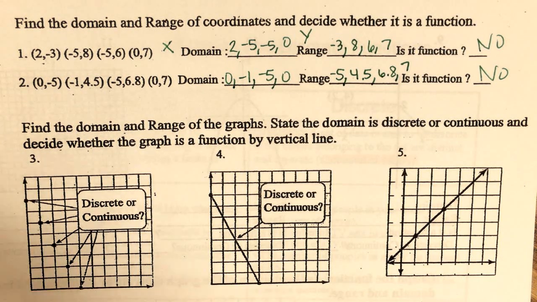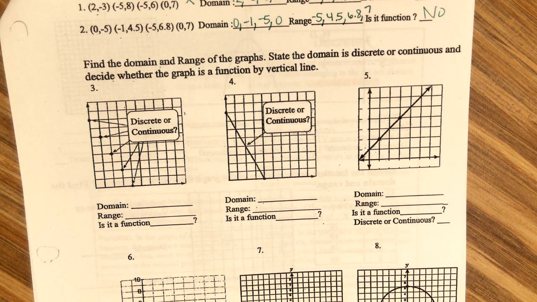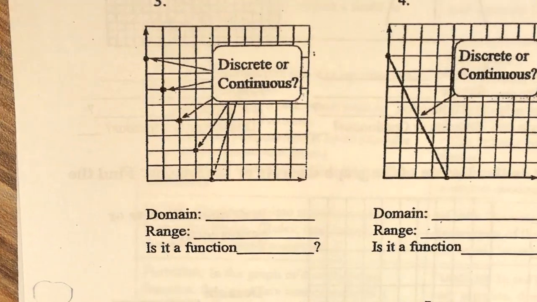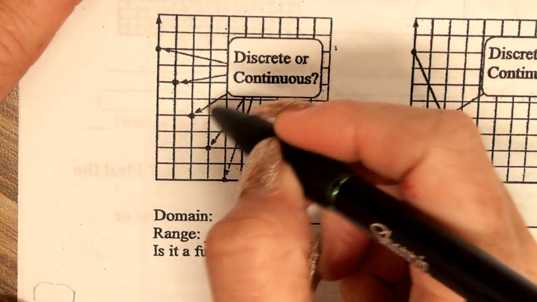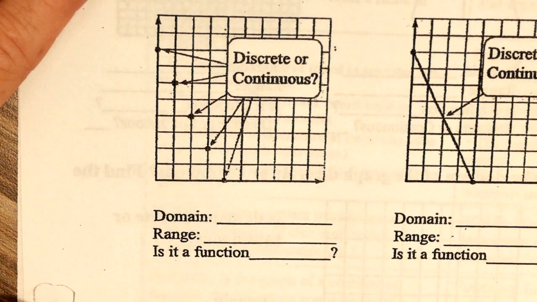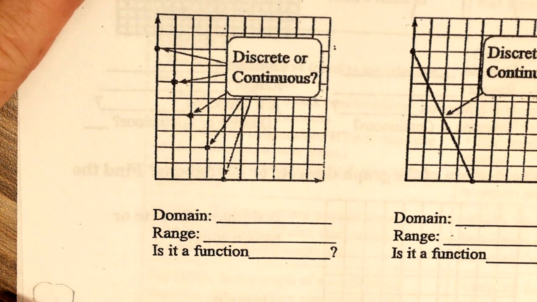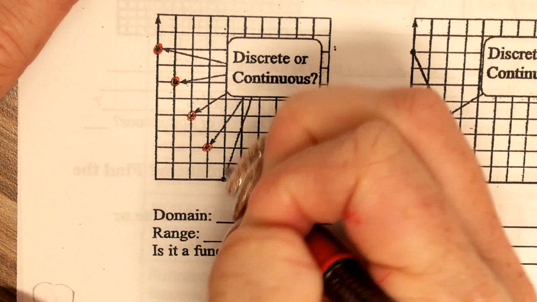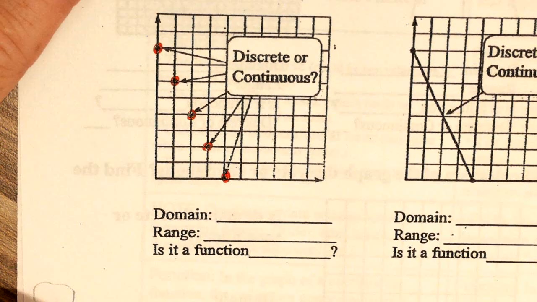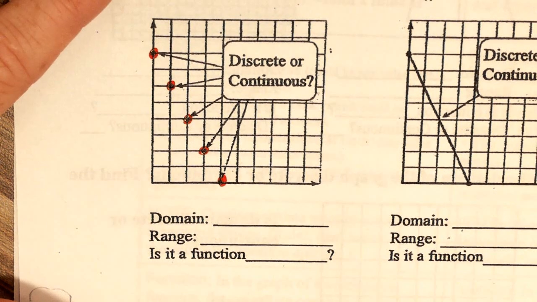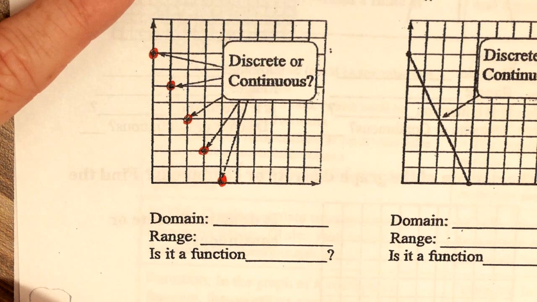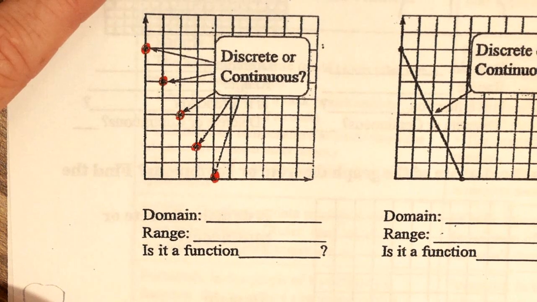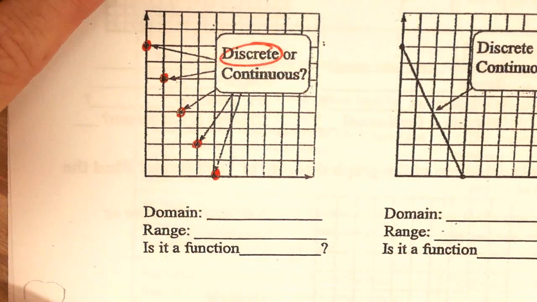All right, now we're going to look at graphs, and we're going to look at are they continuous or discrete, and we're going to list the domain and range. All right, so let's look at this first graph. Now, do y'all see these little arrows? That's not part of the graph. They're just pointing to the dots, okay? So the graph is this dot, this dot, this dot, this dot, and this dot. So is that continuous where the dots are connected, or is it discrete where they're just individual dots? So this is discrete.